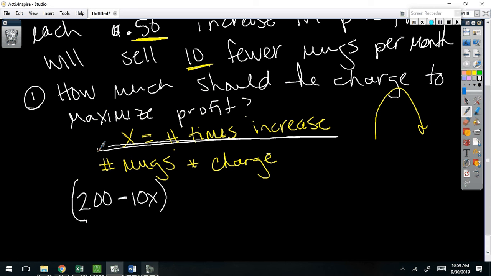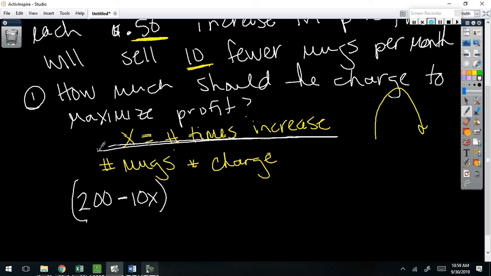But every time I do that just one time, I lose 10 customers, right? So maybe I sell 600, but if I increase 3 times, I've lost 30 of those. Yeah, I'm making $1.50 more a mug, but I've lost 30 customers. So the question is, when is this maxing out? What's my optimum amount to charge for the mug to make the most amount of money? How many increases should I do?